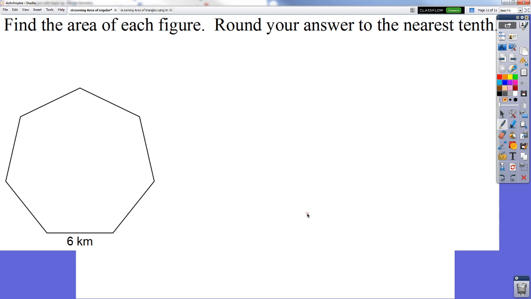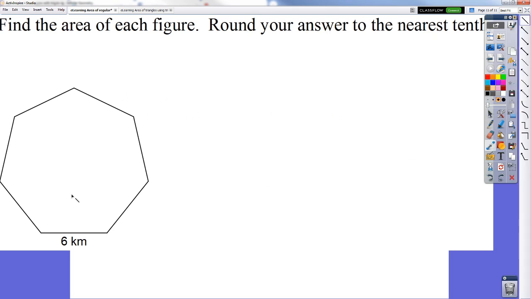Next one. Again, give it a try on your own, make sure you can do it, and then we'll go over it together. Okay, so same thing. Find our radius. This one's going to be slightly more ugly because 7 is just an ugly number all around. 360 divided by 7 is not a good number.